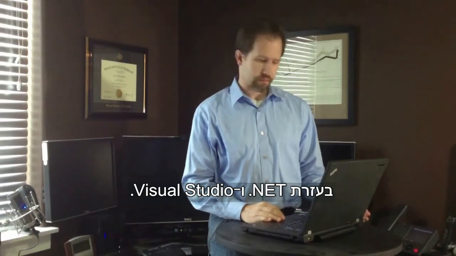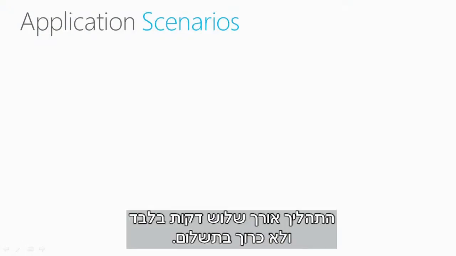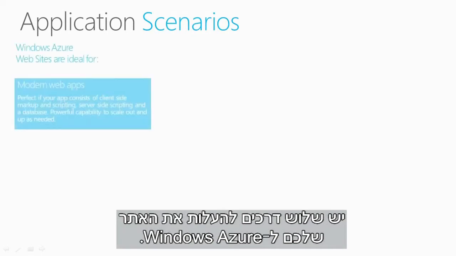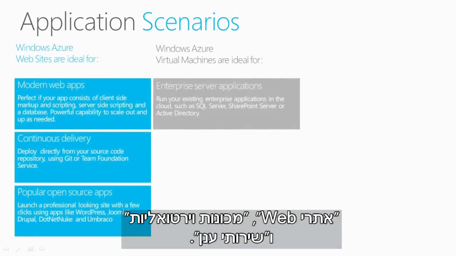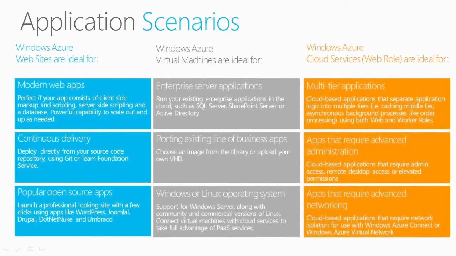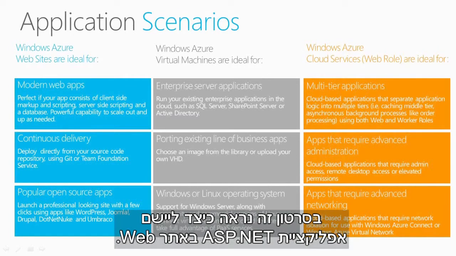Today we're going to walk through creating your very first Windows Azure application using .NET and Visual Studio. It only takes 3 minutes and it's free. There's 3 ways to put your site in Windows Azure: websites, virtual machines, and cloud services. In this video, we'll see how to deploy an ASP.NET application to a website.